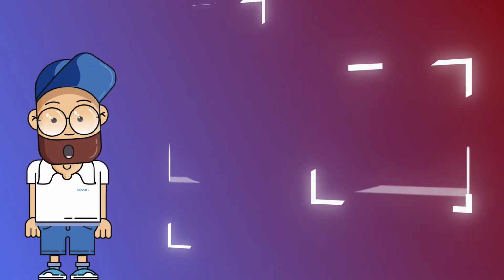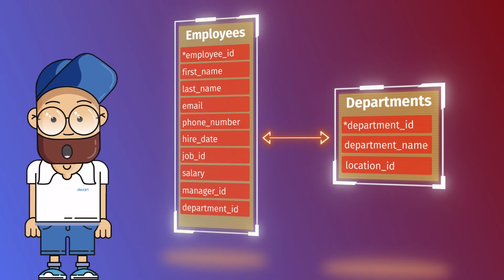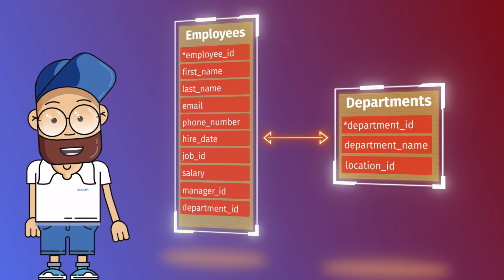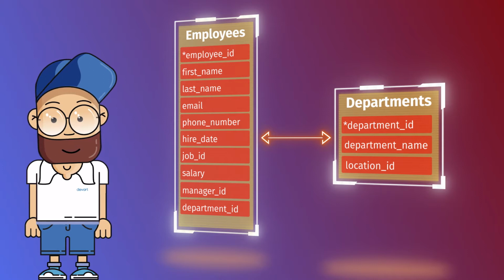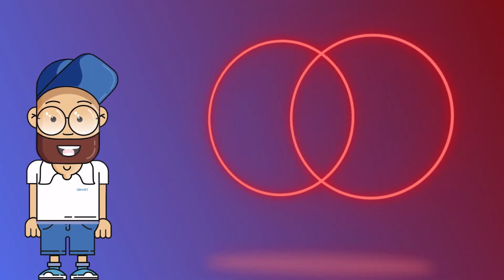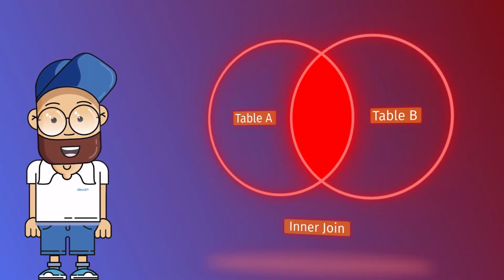To illustrate our worked examples, we'll create two related tables, employee and department, and populate them with data. Visually, the database model will look like this. Let's start our walkthrough with the inner join. Use the inner join when you need to retrieve data from two or more related tables.